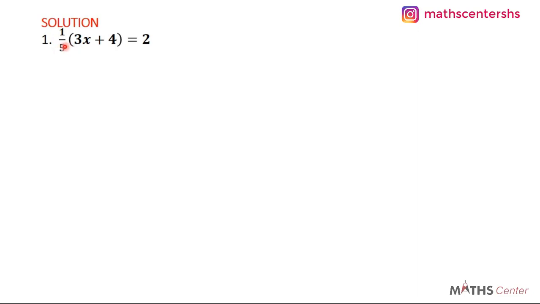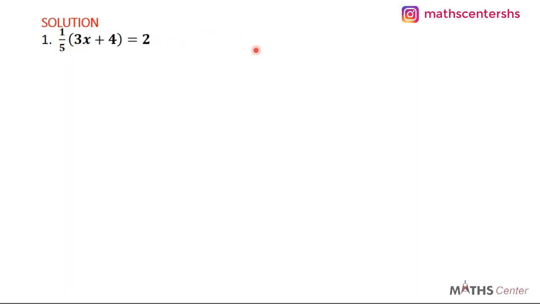So the LCM will be the denominator of that fraction that we have. I hope that is clear. Because the only fraction in this equation has denominator 5, the LCM is going to be 5. So we have the LCM to be 5.